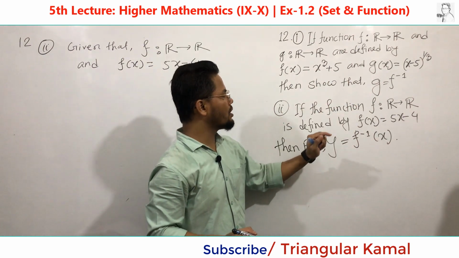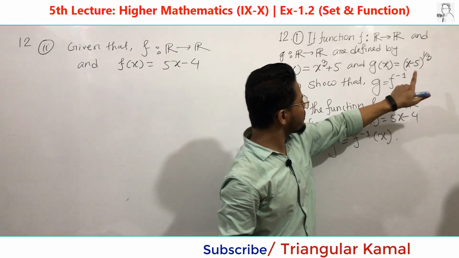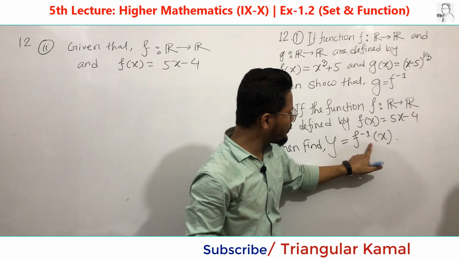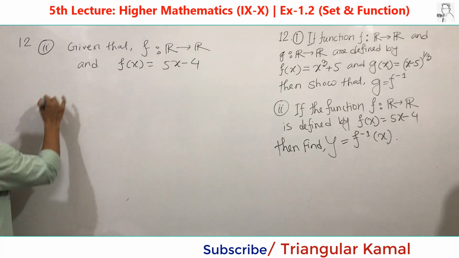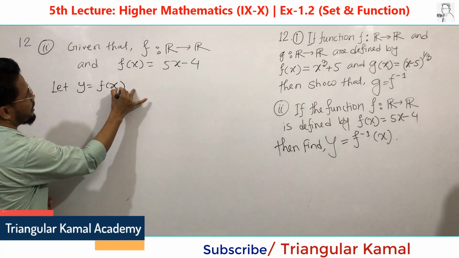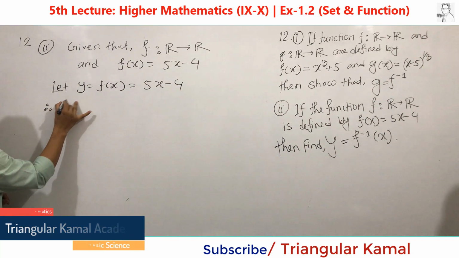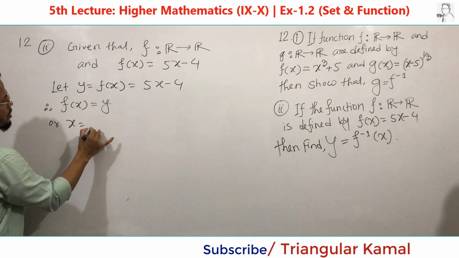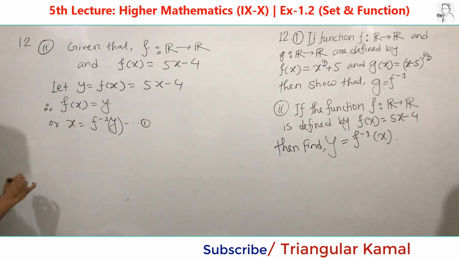Both questions are the same. Just here, the inverse function of f of x is equal to g, and you have to find f inverse x. So similarly, you can do question number 2. Now first step, let y equal f of x equal 5 times of x minus 4. So f inverse y equal x, or x equal f inverse y, and this is equation number 1.